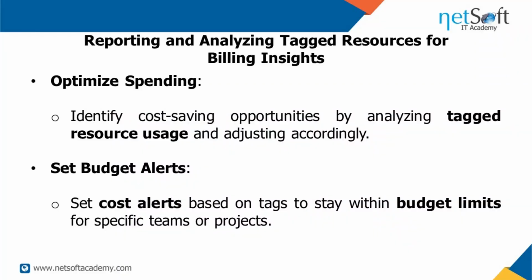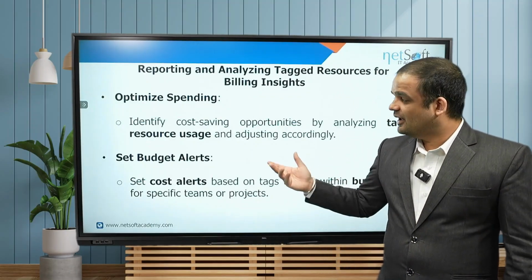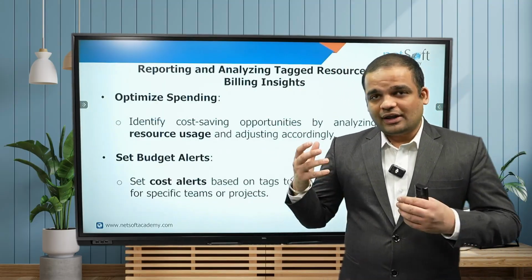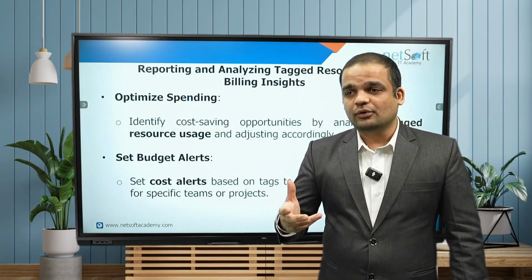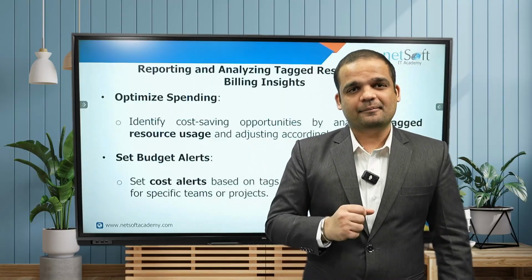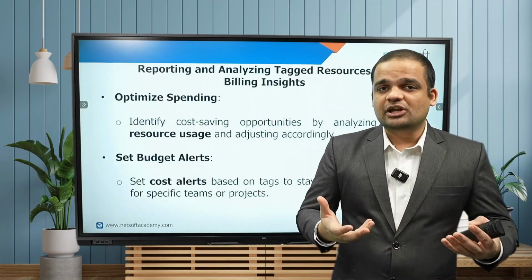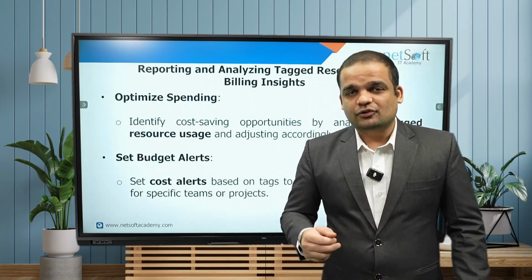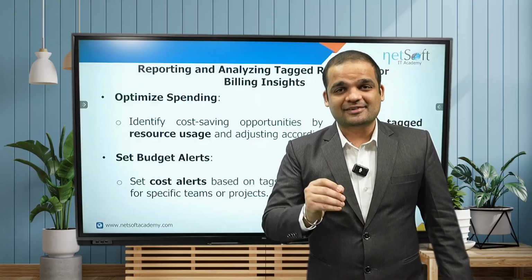Optimize spending. Well, you can identify the opportunities for cost saving by analyzing tagged resources or their usage and making small adjustments as needed. You can also set budget alerts. Organizations should set alerts to monitor costs or specific usage with the help of a specific tag. This will ensure that you stay within your budget for a particular team or department or a project. So to do all that, a simple thing needs to be done first. Every resource must be tagged.